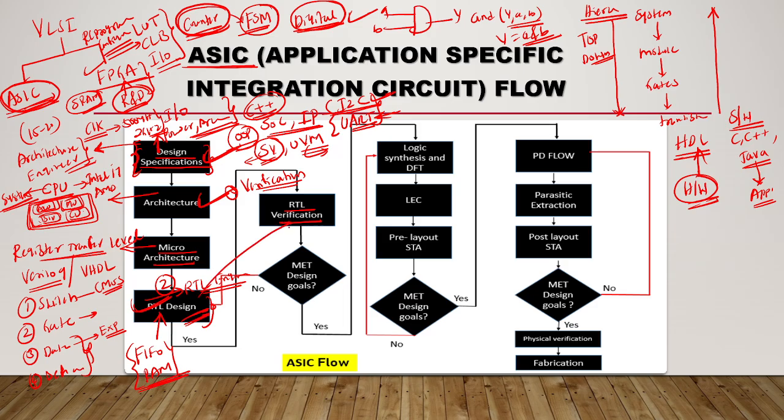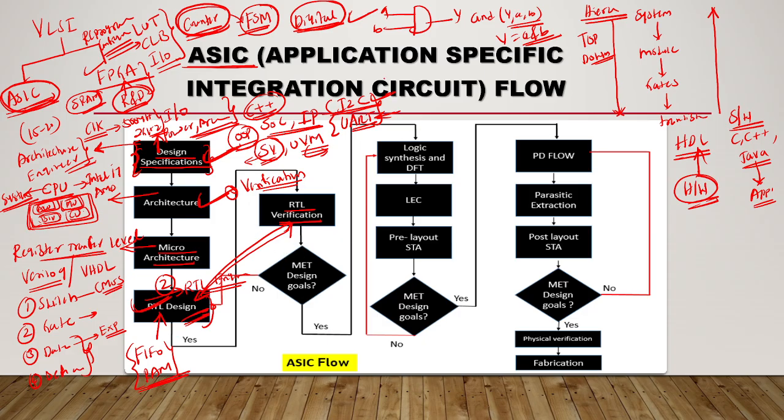So these two engineers will work together. RTL engineers will design the module or microarchitecture, and RTL verification engineers will verify whether your circuit is working properly or not. They will see each and every corner case also. In Verilog there is black box verification, but in SystemVerilog or UVM you have white box verification. If the design is met, it will go to the next step. If the design is not met, it will go back to RTL design.